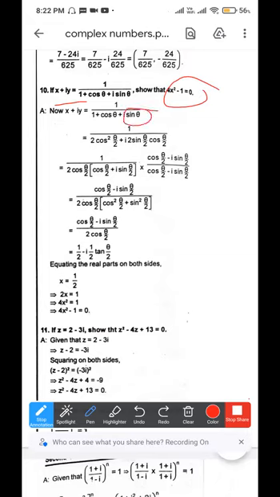So we are using sine theta by 2 formula over here, and 1 plus cos theta is equal to this, and sine theta is equal to 2 sine theta by 2 cos theta by 2. 1 plus cos theta is equal to 2 cos square theta by 2. After that, we are taking common. What can we take as common? 2 cos theta by 2 is taken as common. Then what is left? Cos theta by 2 plus i sine theta by 2.